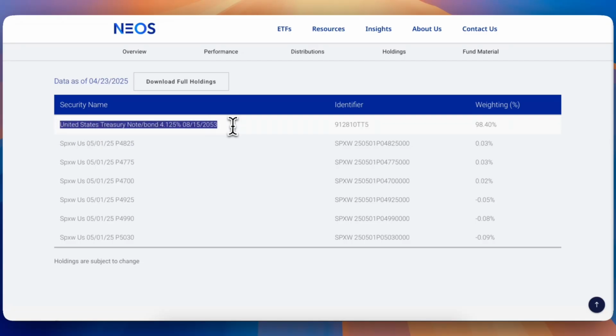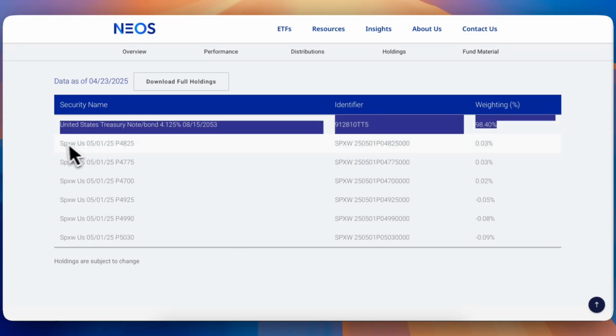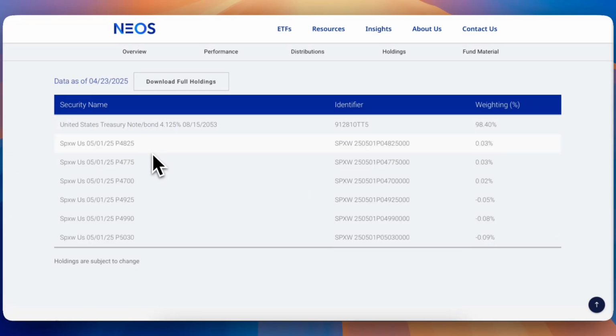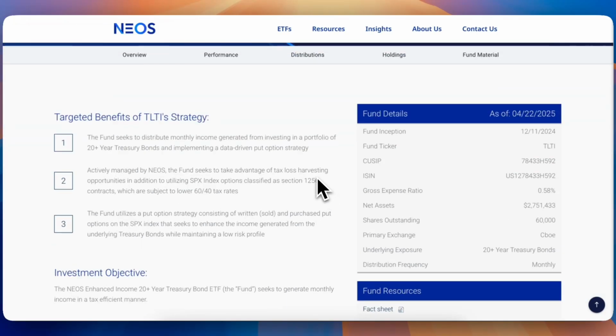We have the 20+ year Treasury bond right here, and then we have a bunch of put options both sold and written, and that is going to help generate additional income and provide that 6% dividend yield, which is about 2% higher than TLT. And we do want to note that it does incorporate tax loss harvesting opportunities in addition to utilizing SPX index options classified as Section 1256 contracts, which basically means you're getting taxed at a lower rate.